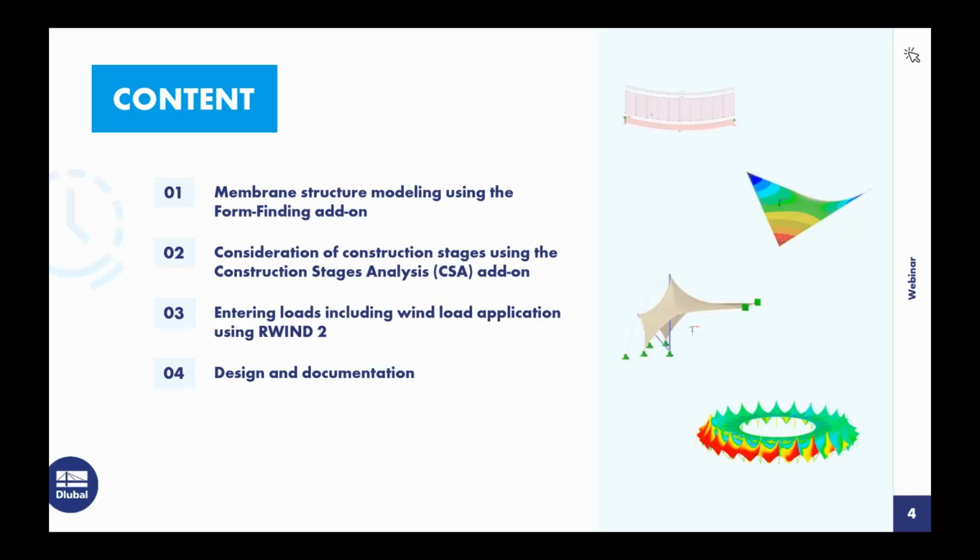At first, of course, how you can model form found shapes and work with them in the program. Then how we can organize these shapes to each other with stages. And as third, how we can create wind loads according to a CFD analysis on the structure. And finally, how you can design and document such type of structures.